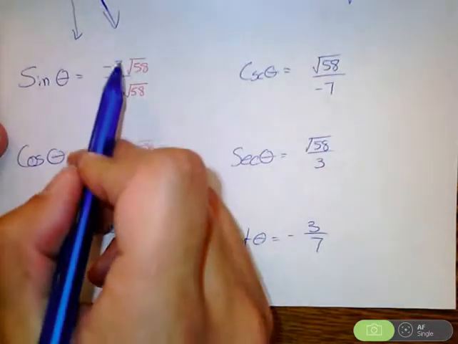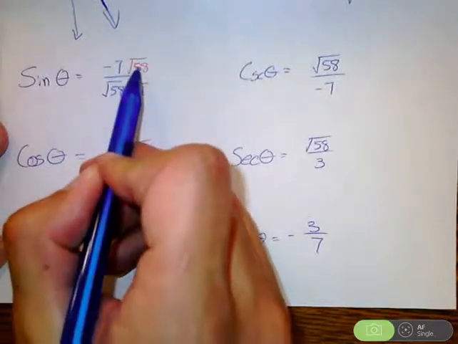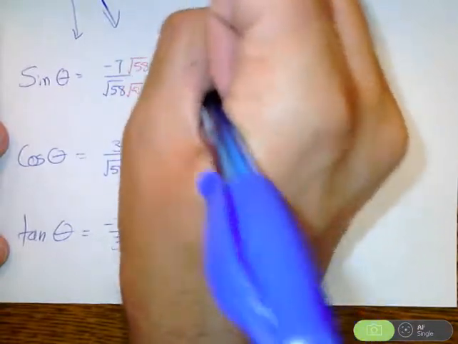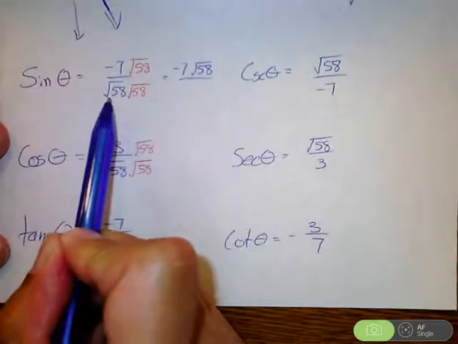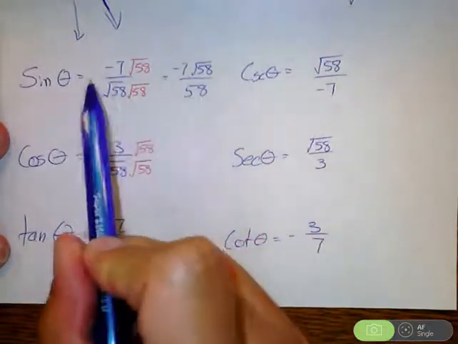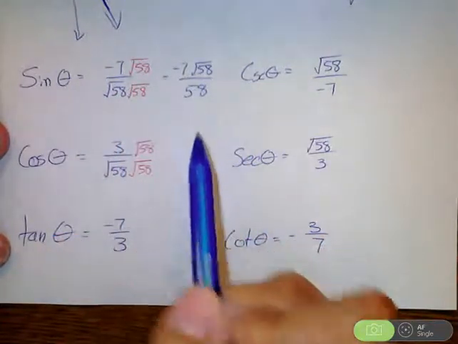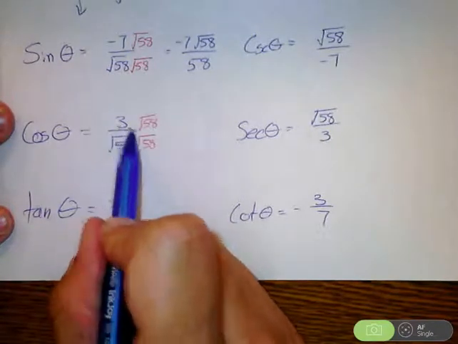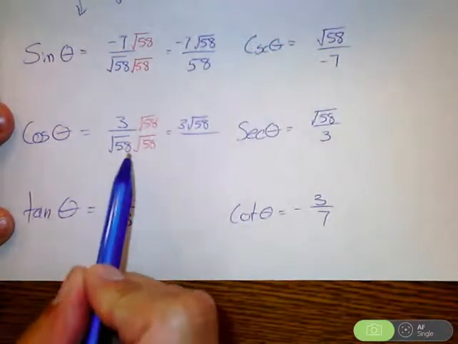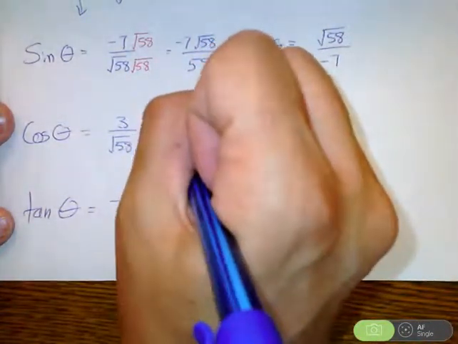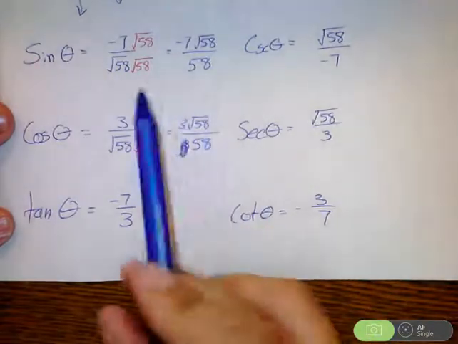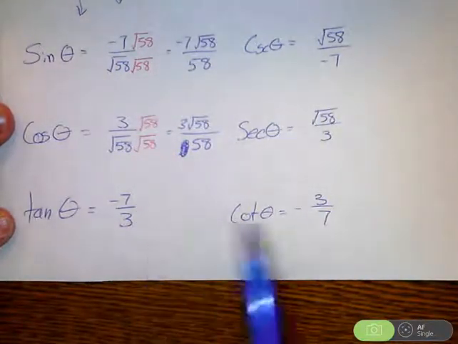When we do that, up top we have a number outside of a square root and a number inside, so we're going to have negative 7 square root of 58. On the bottom, we take the square root of 58 times the square root of 58, which simplifies to just 58. So sine of theta is negative 7 square root of 58 divided by 58. For this bottom one, I have 3 times the square root of 58 on top, and in the denominator, the square root of 58 times the square root of 58 is 58. So there are all six of my trig functions.